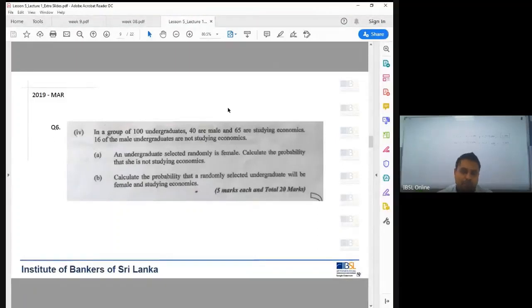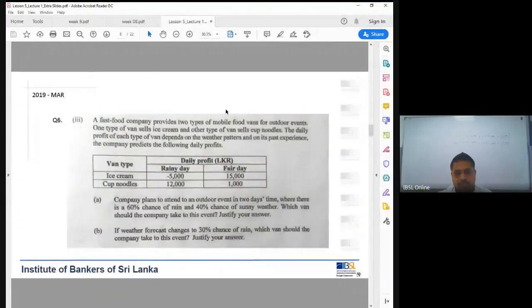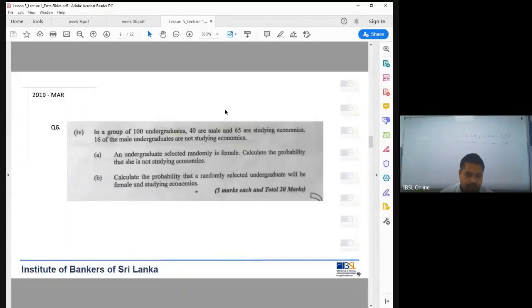Now, how many marks for that question? 5 complete marks. Look at the next question. 2019 March, same paper, just the adjoining question, part number 4 of question number 6.